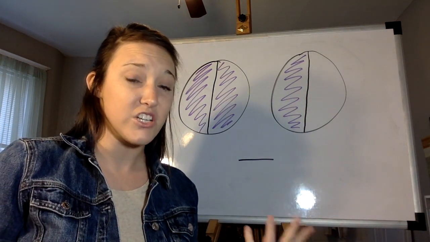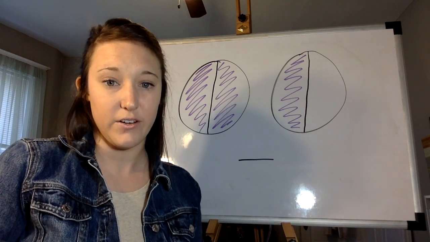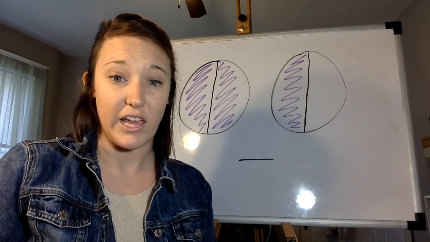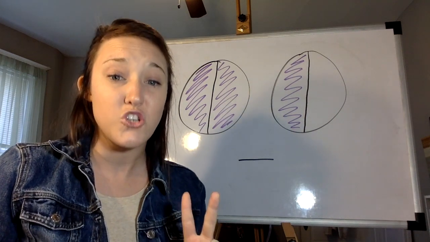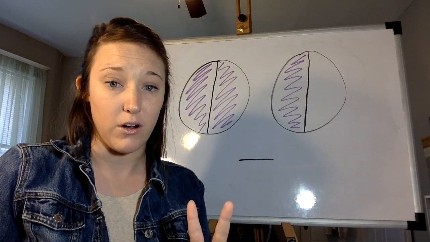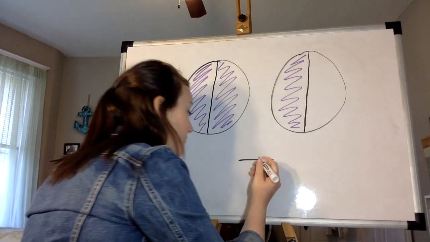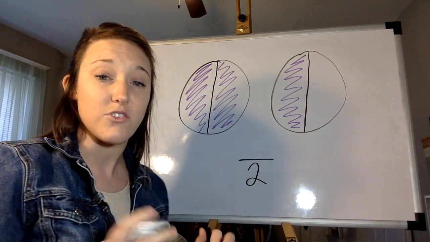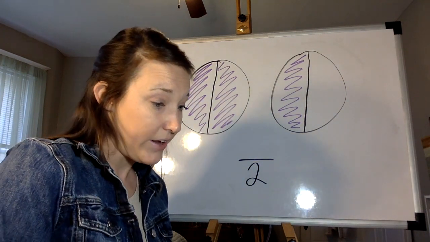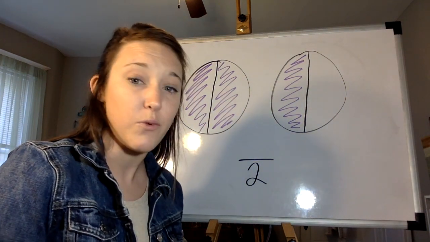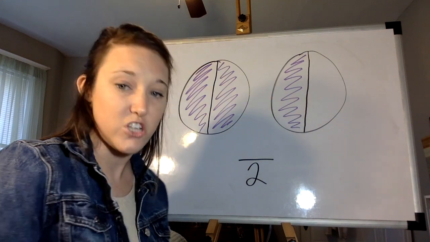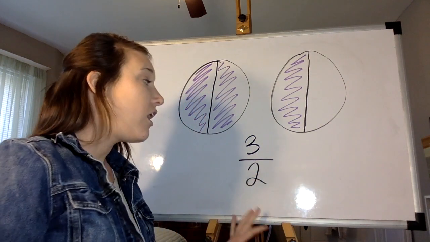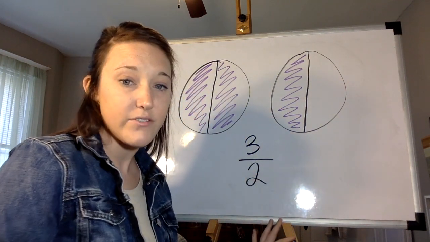Well, the fraction denominator, okay, if you remember, is the number of equal parts that we're looking at. We are only looking at 2 equal parts, okay? The total number of equal parts that we're looking at is 2, all right? And how many did we focus in on? How many did we shade? We shaded in 3 of the 2 halves, okay?